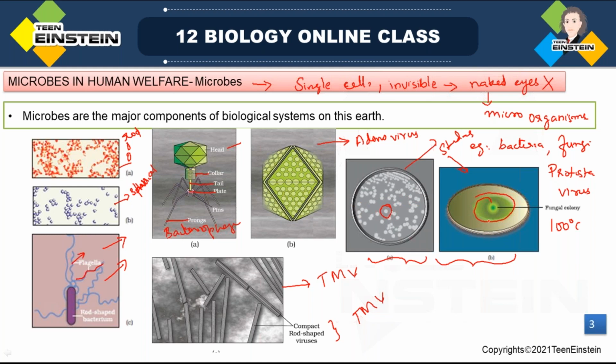And in food items also, when it is getting spoiled, you can see fungal colonies on that, green or white patches with a powdery appearance. You can see the fungal colonies, right?